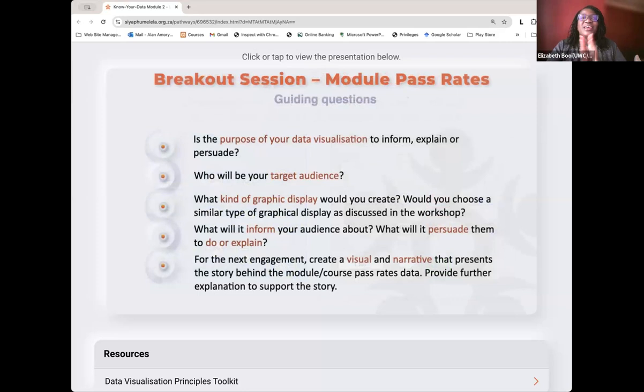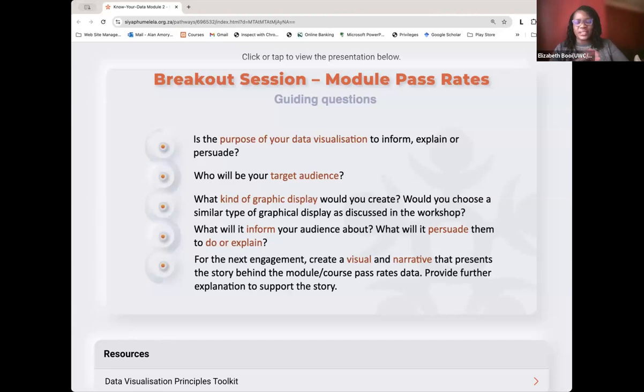And that concludes what I wanted to share with you. Do not forget that there is a data visualization principle toolkit that will also give you the principles of data visualization. It expands on everything that I spoke about. It will help you when you are developing your next visualization for next week.